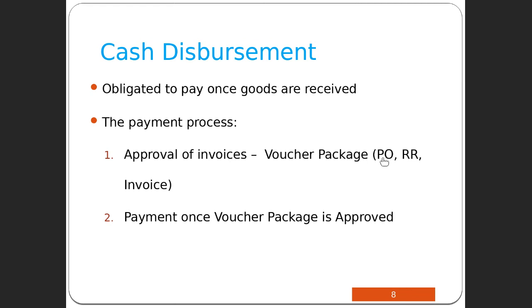Now, who prepares the purchase order? Who is responsible for preparing the purchase order? The buyer. Who is responsible for preparing the receiving report? Buyer. Who prepares the invoice? The seller. Very good. So let's say I ordered 10 computers, which is in the purchase order. I received 8, and I have an invoice that asks me to pay for 10. How many computers should I pay for?